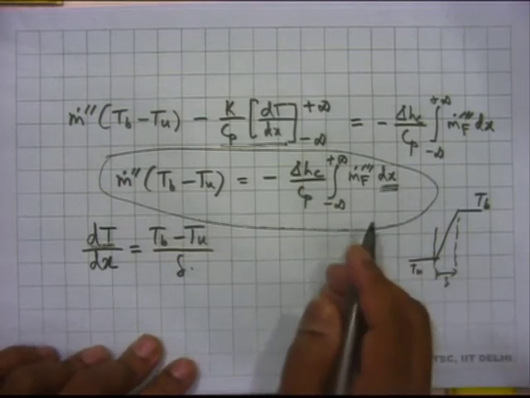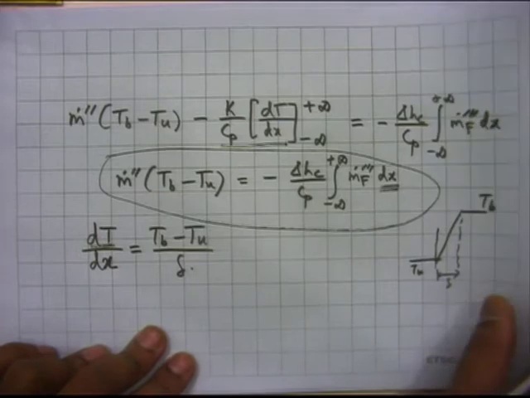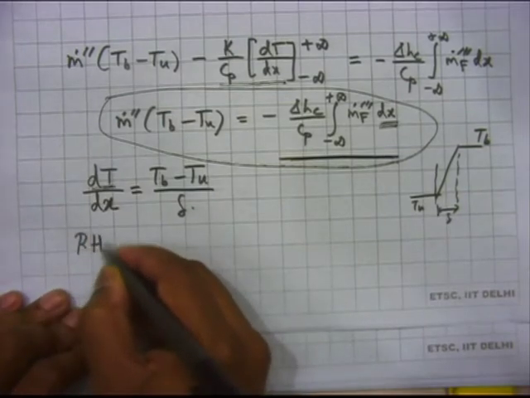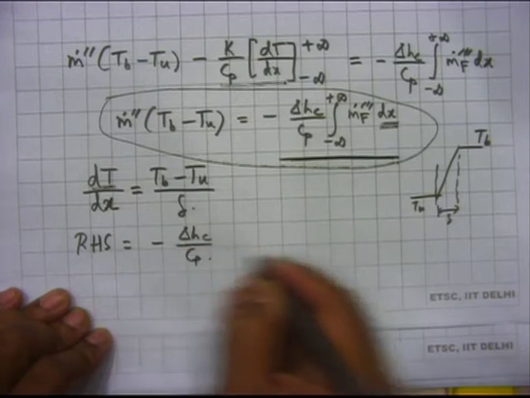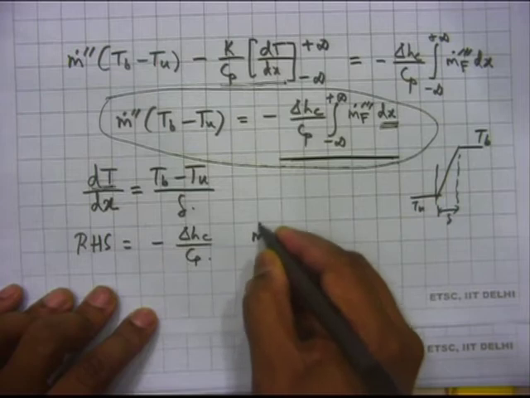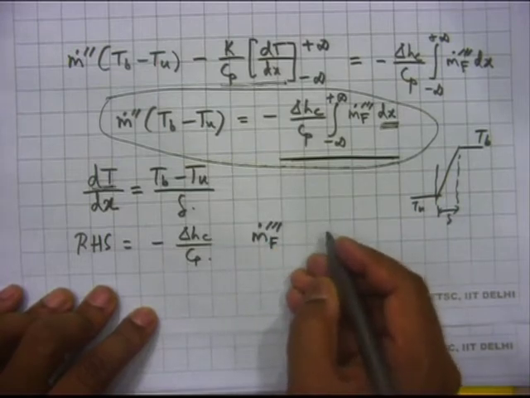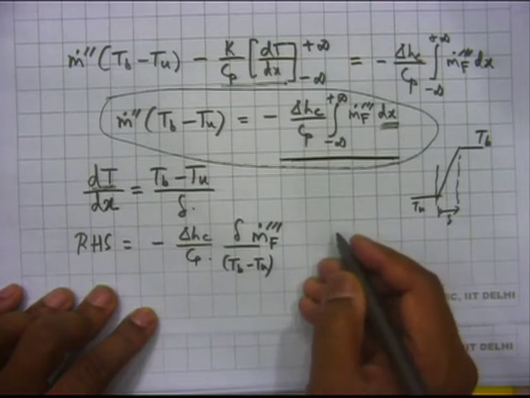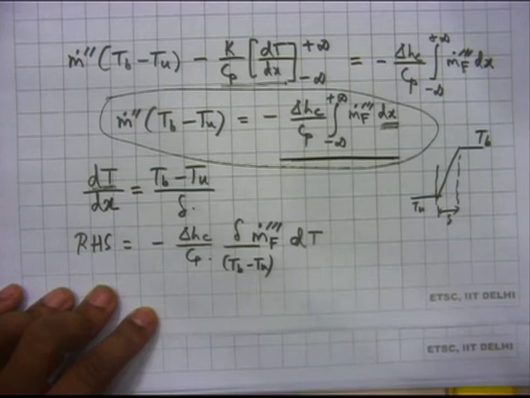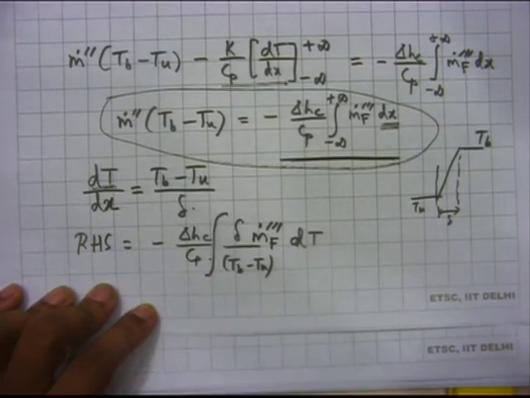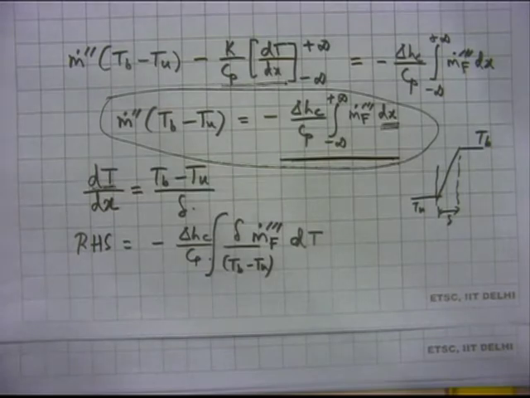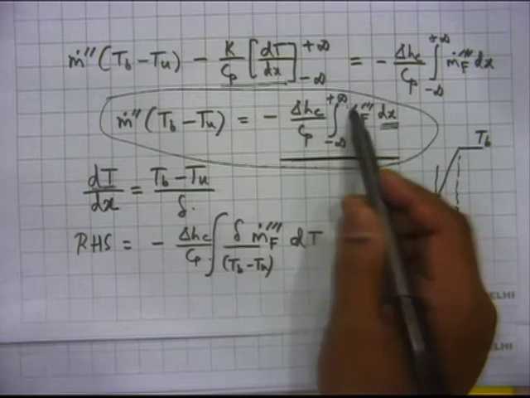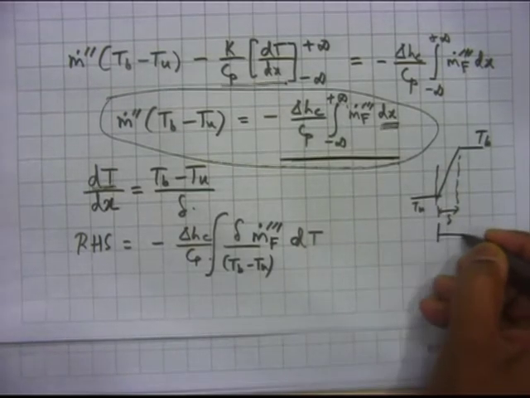Let me just focus mainly on the right hand side term, the left hand side term is okay. So, the RHS is minus delta H_c by Cp, and here we had m dot f triple prime, dx is delta divided by (T_b minus T_u) into dT, and this is now integration in temperature. Dx was between minus infinity to plus infinity. We were integrating across the domain, right. This is where x started from.